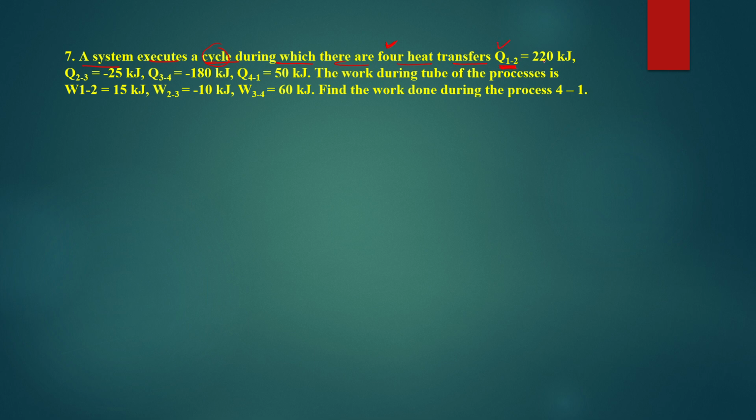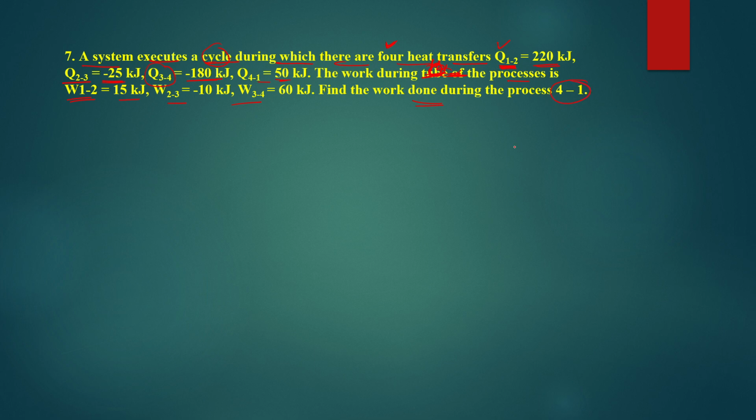So Q12 is given to us as 220 kilojoule. Q23 is given to us as minus 25 kilojoule. Q34, that simply means the heat interaction during the 3 to 4 process, is given to us as minus 180 kilojoule, and Q41 is given to us as 50 kilojoule. The work during the processes: W12 is given, W23 is given, W34 is given. And it is asking to find out the work done during process 41.